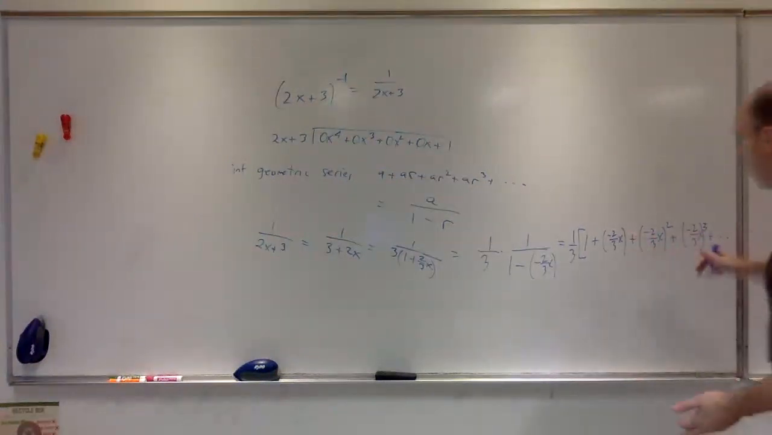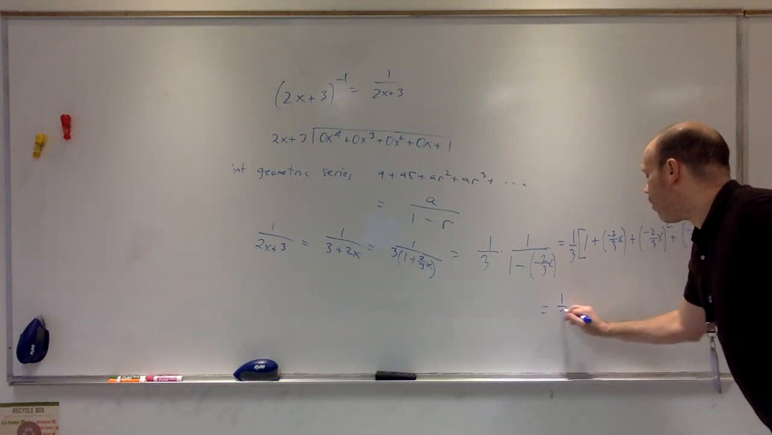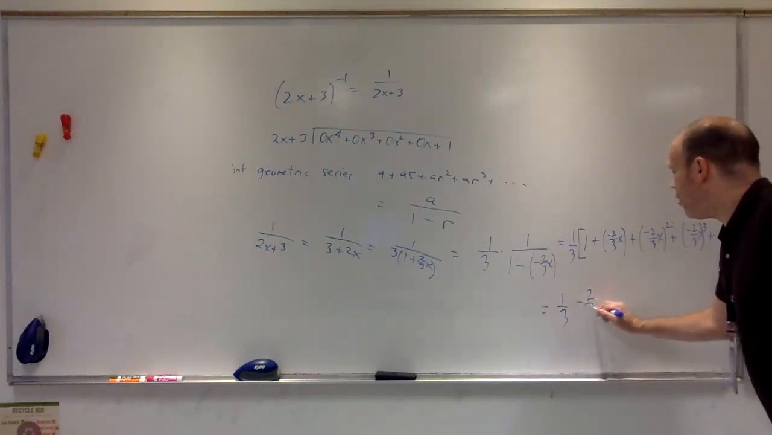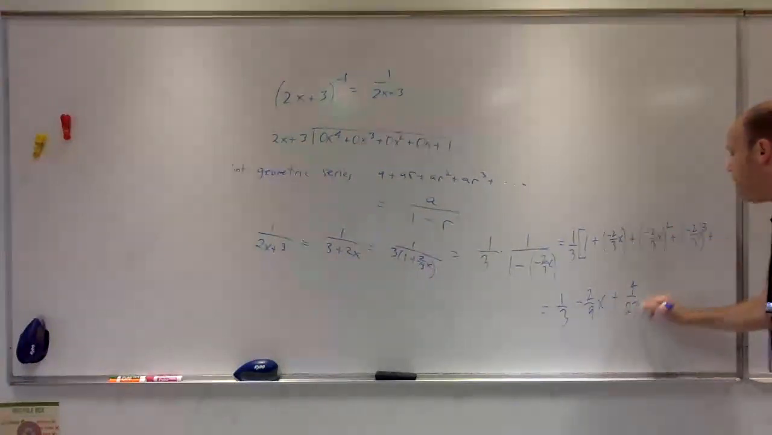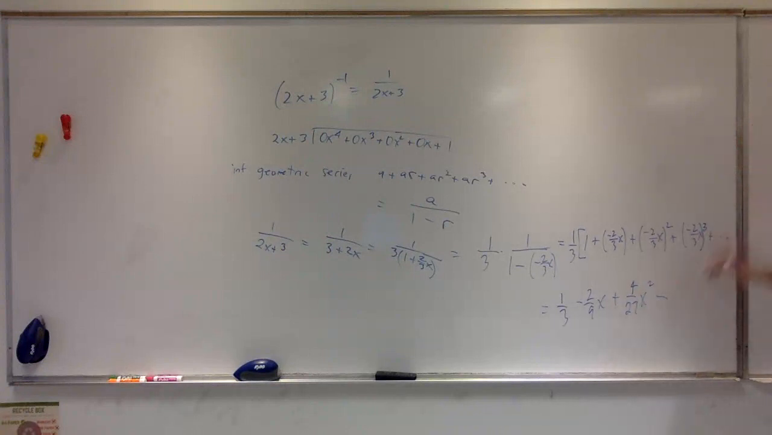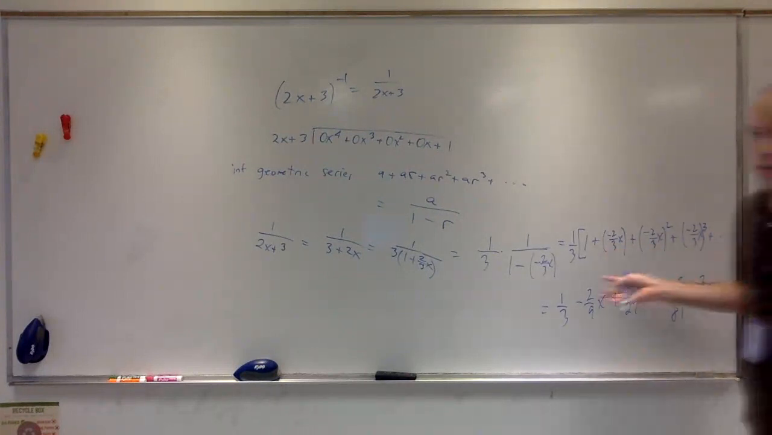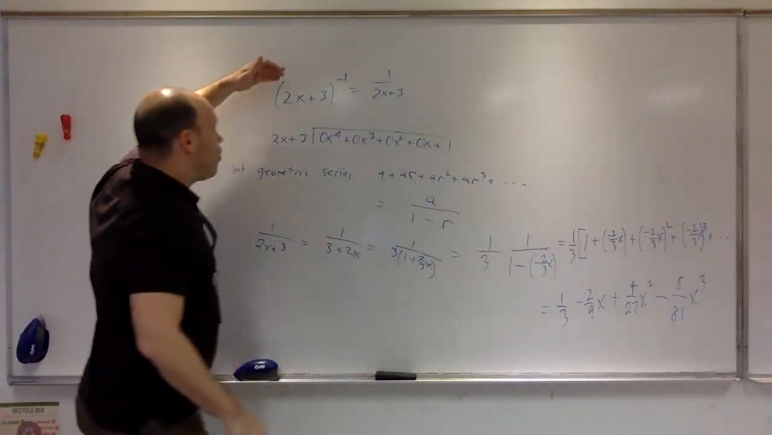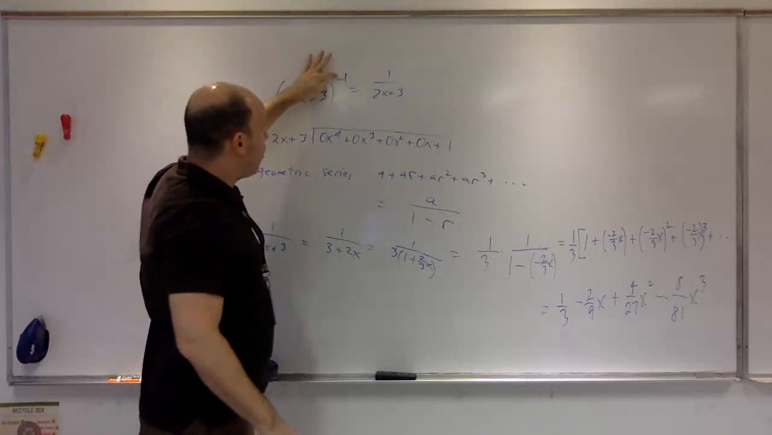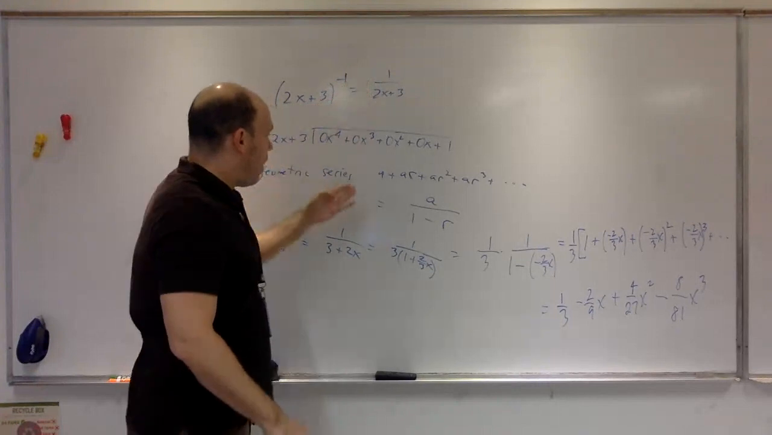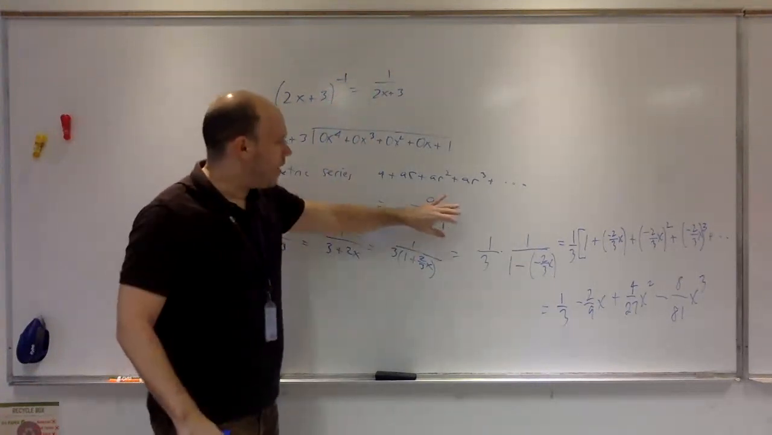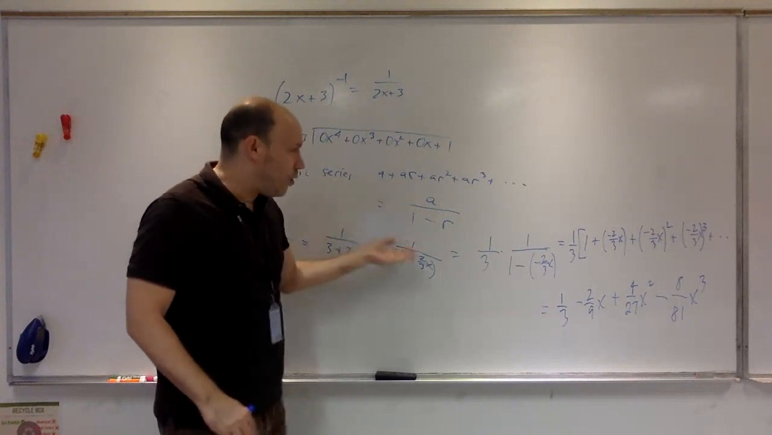And I would multiply everything through. Final answer, I would have 1/3 minus 2/9 x plus 4/27 x squared minus 8/81 x to the third. And so this is one method. Once again, rewrite your binomial to the negative first power as 1 over your expression, and then manipulate it, pulling out the factors so you have it like the sum of the infinite geometric series, and then you can expand it out.